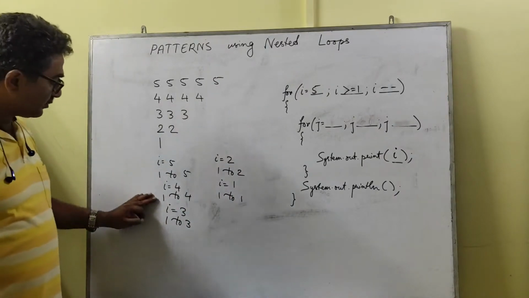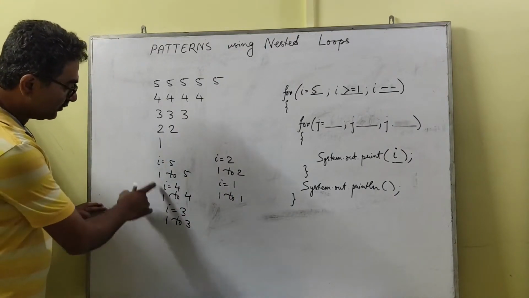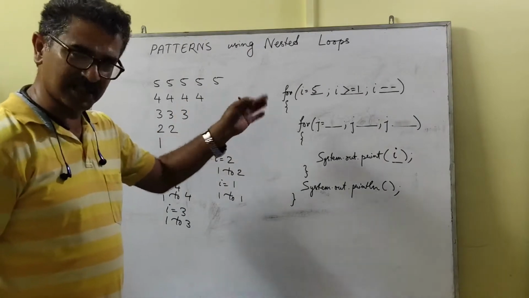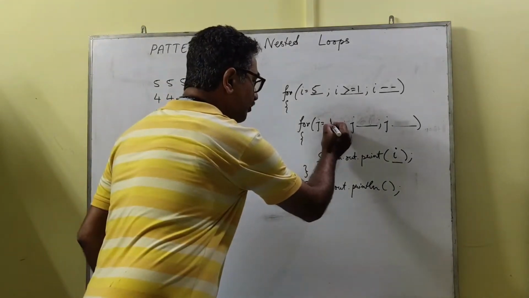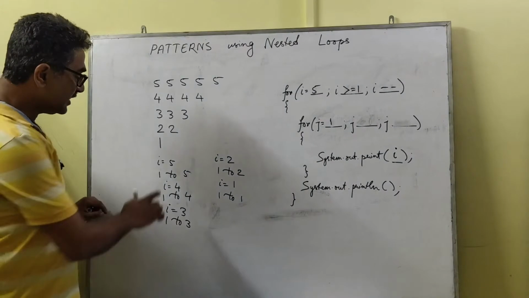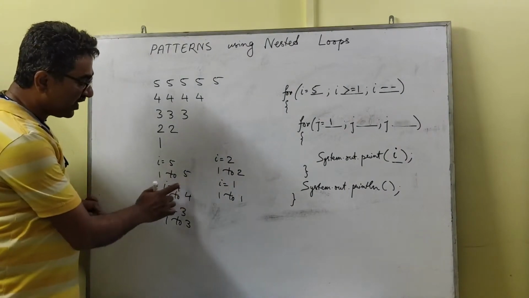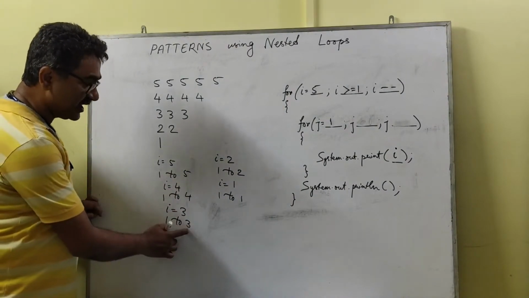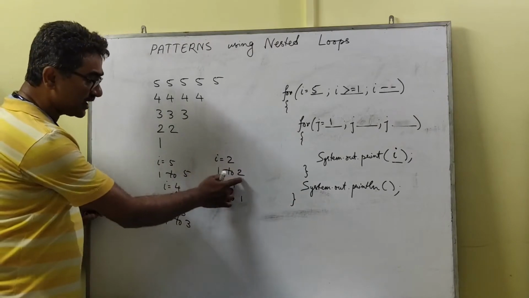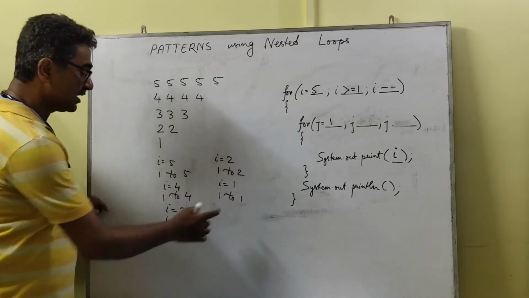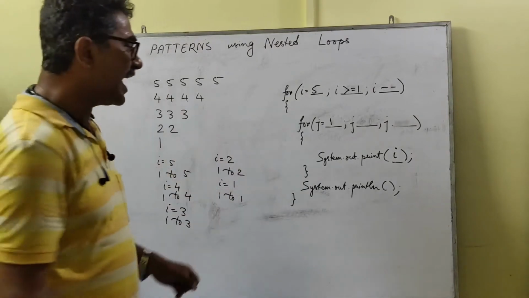From here we can determine the inner loop always begins from 1, just like the previous pattern. So we can start from 1. And where does it end? When the value of i is 5, it ends at 5, 4 it ends at 4, 3 it ends at 3. When the value of i is 2, it ends at 2. When the value of i is 1, it ends at 1. So I can tell it ends at i.